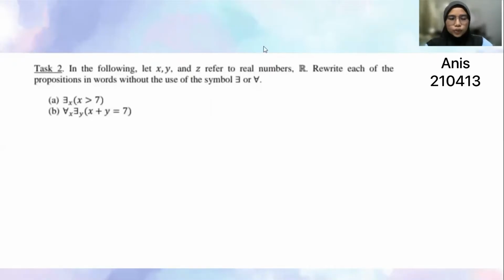So for task 2, in the following, let X, Y, and Z refer to real numbers. Rewrite each of the propositions in words without the use of the symbol some or all. So for question A, it is written as some X where X is bigger than 7, while B is every X and some Y where X plus Y is equal to 7. So the answer will be written like this.